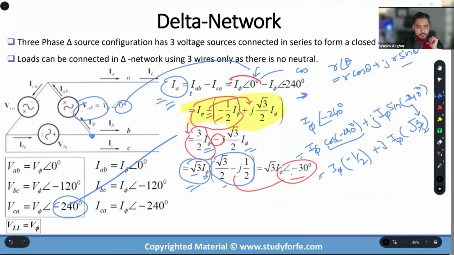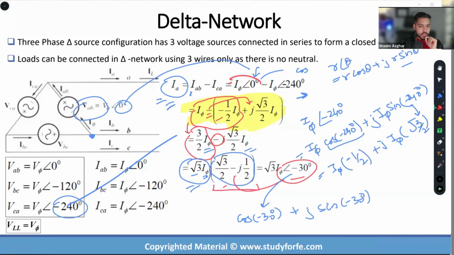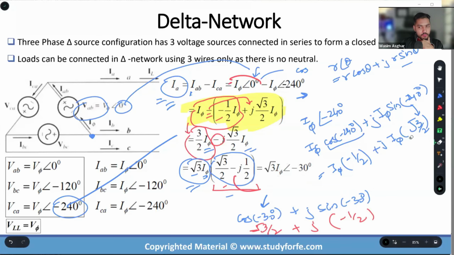Well, it's pretty simple. If I do a cosine of minus 30 plus a j sine of minus 30, do I end up with anything other than square root 3 divided by 2 minus j by 2? No, I don't, right? So this is square root 3 by 2, and this is plus j, but minus half. So that basically results in that. Make sense? Okay, now this is basically what we had been working for, right? Square root 3 and 30 degrees.